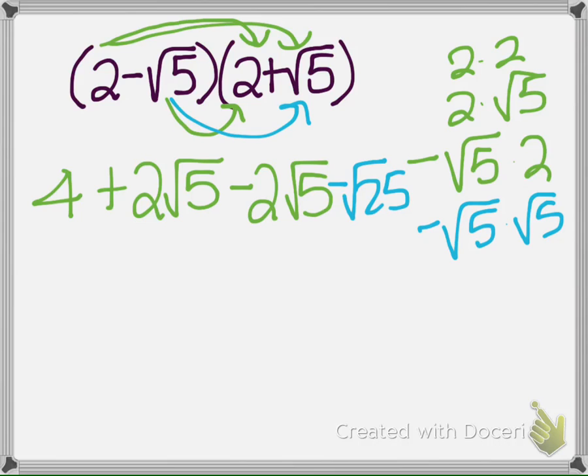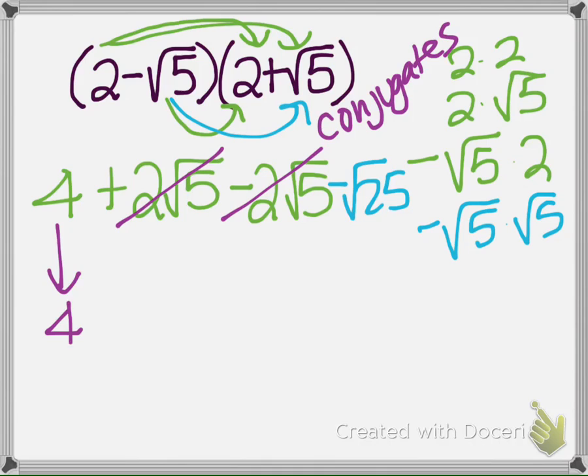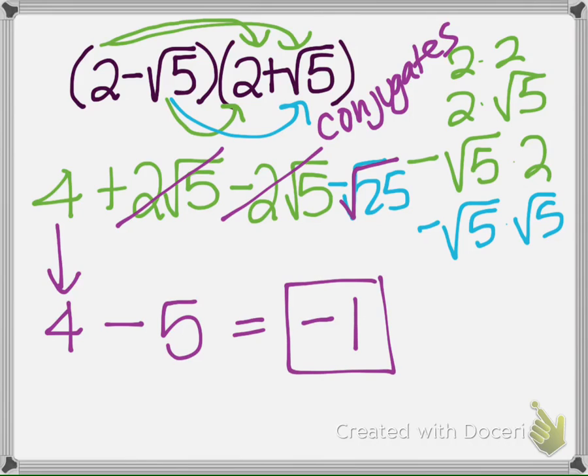So now we need to simplify here. This is going to make 0, which it should because these were conjugates. And then we have 4 minus radical 25, which is just 5. So we get negative 1. And we knew that this was going to happen since we had our conjugate relationship here.